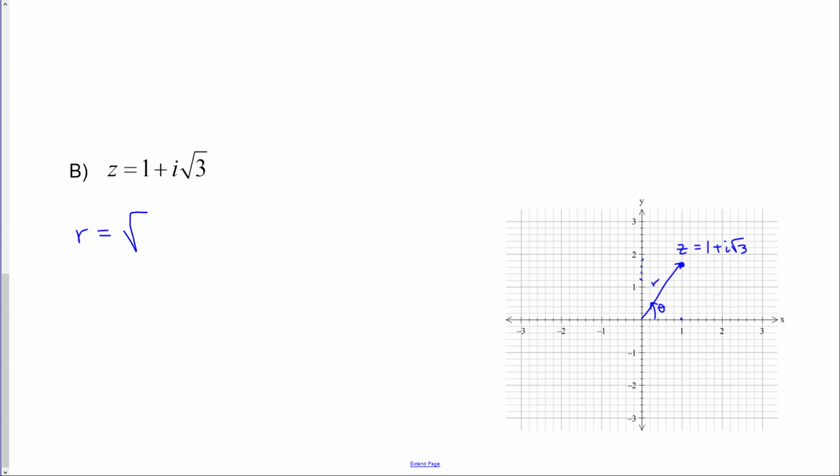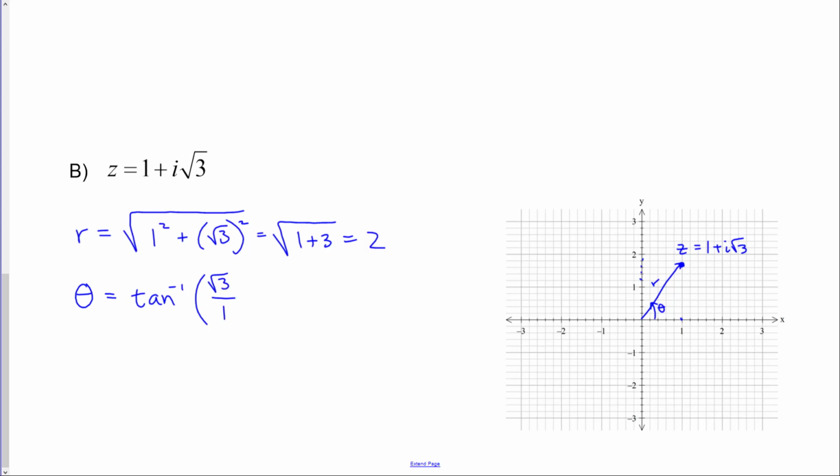So r is the square root of x squared plus y squared. So 1 squared plus the square root of 3 squared. Or the square root of 1 plus root 3 squared, which is 3. So square root of 4, which is 2. Theta is the arctangent of y over x. My y value is the square root of 3, x value is 1.